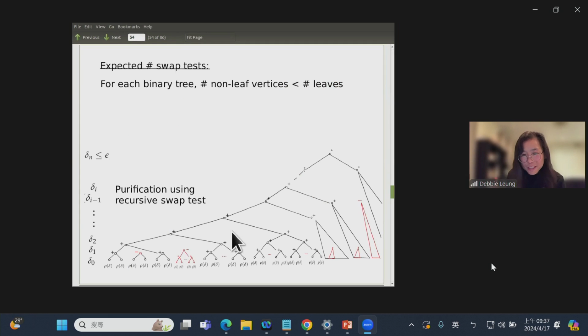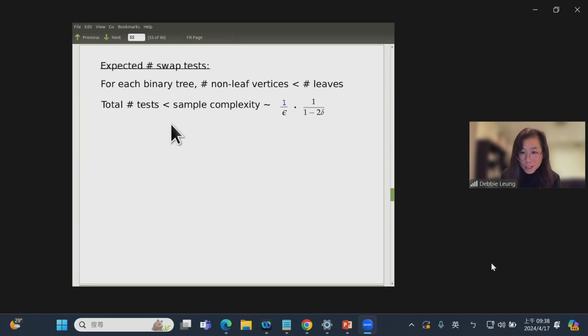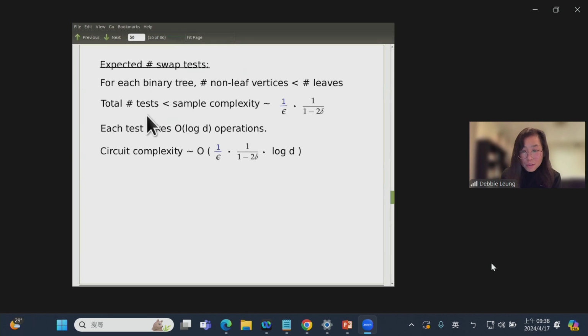Then, one more thing about the circuit complexity itself. How many gates do I need? I need to multiply order log D with the number of tests. The tests are actually represented by these non-leaf vertices. Now, if you look at these binary trees, the non-leaf vertices are never more than the number of leaf nodes. The leaf vertices are more than the non-leaf vertices. And when I have a union of trees, that inequality still holds. So it turns out that the sample complexity is also an upper bound on the number of tests. So the circuit complexity is the sample complexity multiplied with just log D, and I have the big O up there. So this is my circuit complexity itself. It's pretty small if delta is not so close to 1/2.